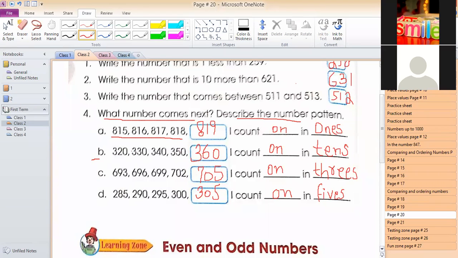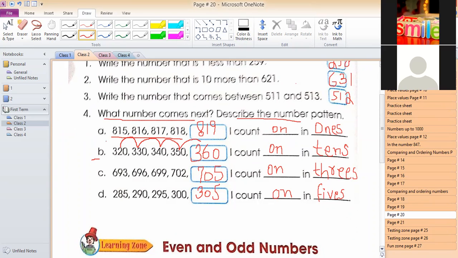B is 320, 330, 340, 350, then 360. How do you know 360? Because here you are skip counting in tens. 3 and 0 are constant, but the number in the tens place is changed by adding 1. 2, 3, 4, 5, then it should be 6. So only you are adding 1 in the tens, that means you are counting in tens. So 360 is the answer, and you will say that I count on in tens. Okay, here you are adding tens.